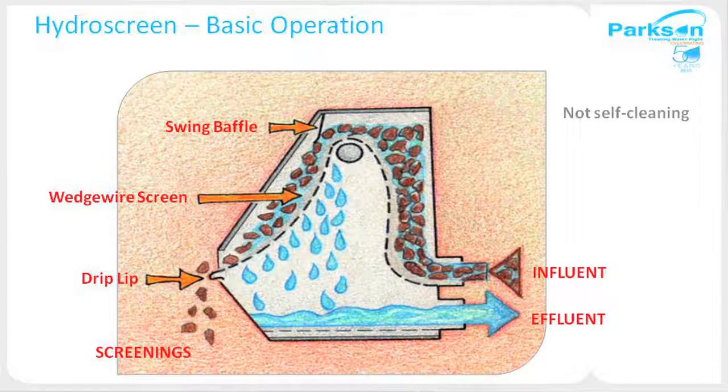We have what we call a swing baffle, which allows us to distribute the water evenly on the screen media. And then our parabolic screen media design allows water to move down by gravity, and clean flow goes into the collection pan and goes to the next process, and captured solids move down on the screen media and are captured into the dumpster or conveying equipment.